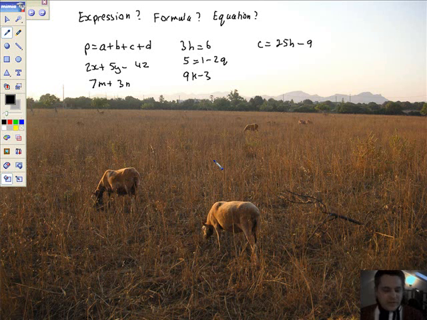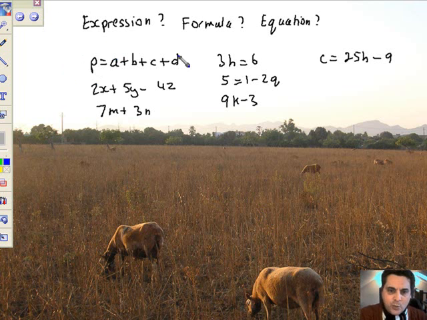Section 11.3 is about changing the subject of a formula. But before we get into what a formula is, we need to compare it with other words I've been using, like expression and equation. And in fact, question 1 wants us to decide which of the above offerings, should we say, this little lot here, which of these are expressions, which are formulae, and which are equations.